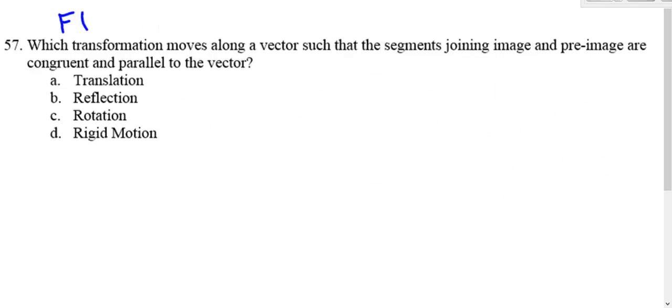Which transformation moves along a vector? Translation. Reflection flips over a line, rotation spins around a point, and then rigid motion is a general term for all of those things.